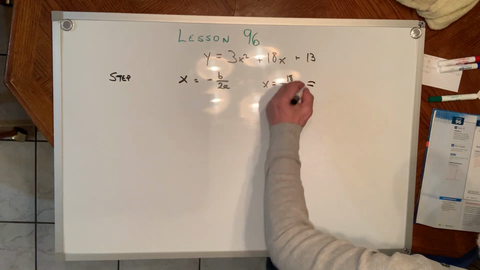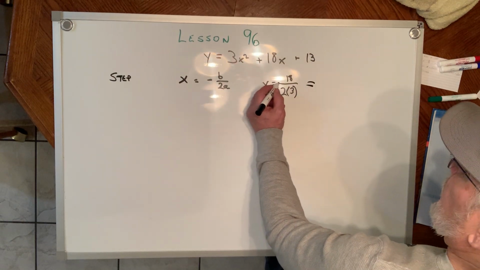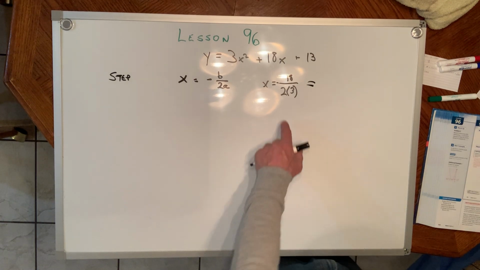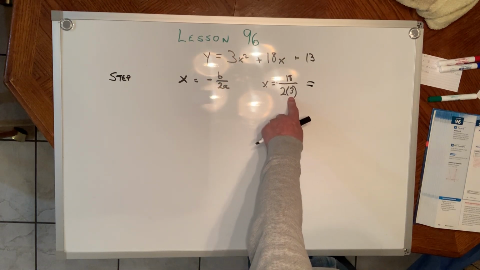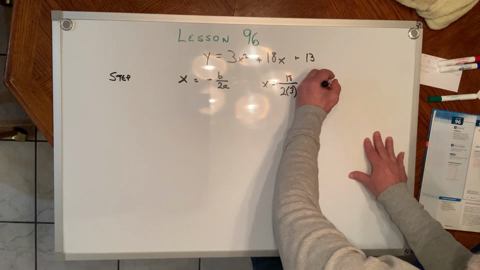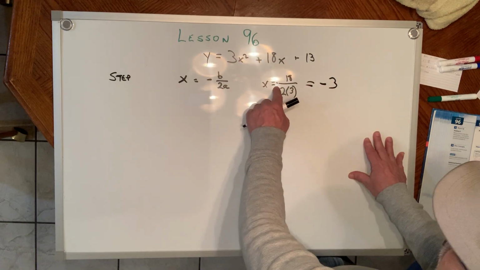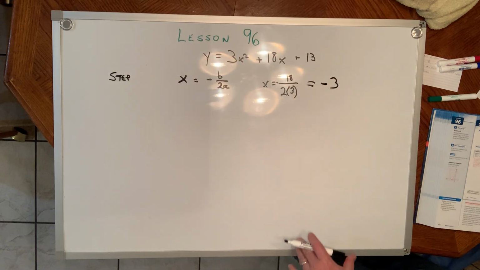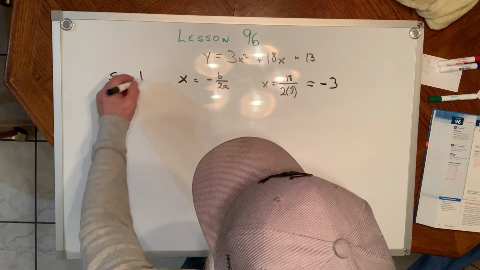And out of this, we get, oh, and do not forget your negative sign. Okay, those disappearing negative signs will get you every time. Okay, 2 times 3 is 6. 18 divided by 6 is 3, so our answer is negative 3. Do not forget that negative sign there. Okay, so now we have our axis of symmetry.